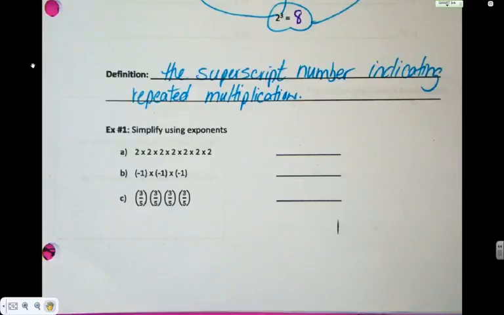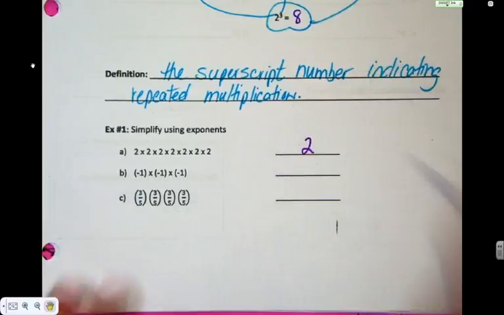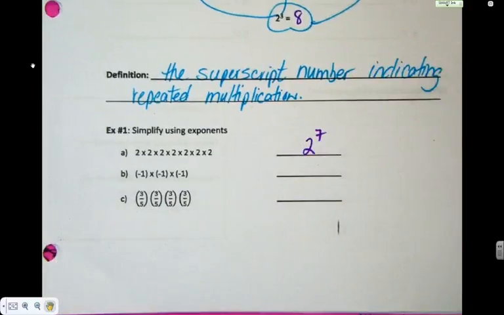Seven. So we would write this as 2 to the 7. It's just for lazy people, because we don't want to write all that out.